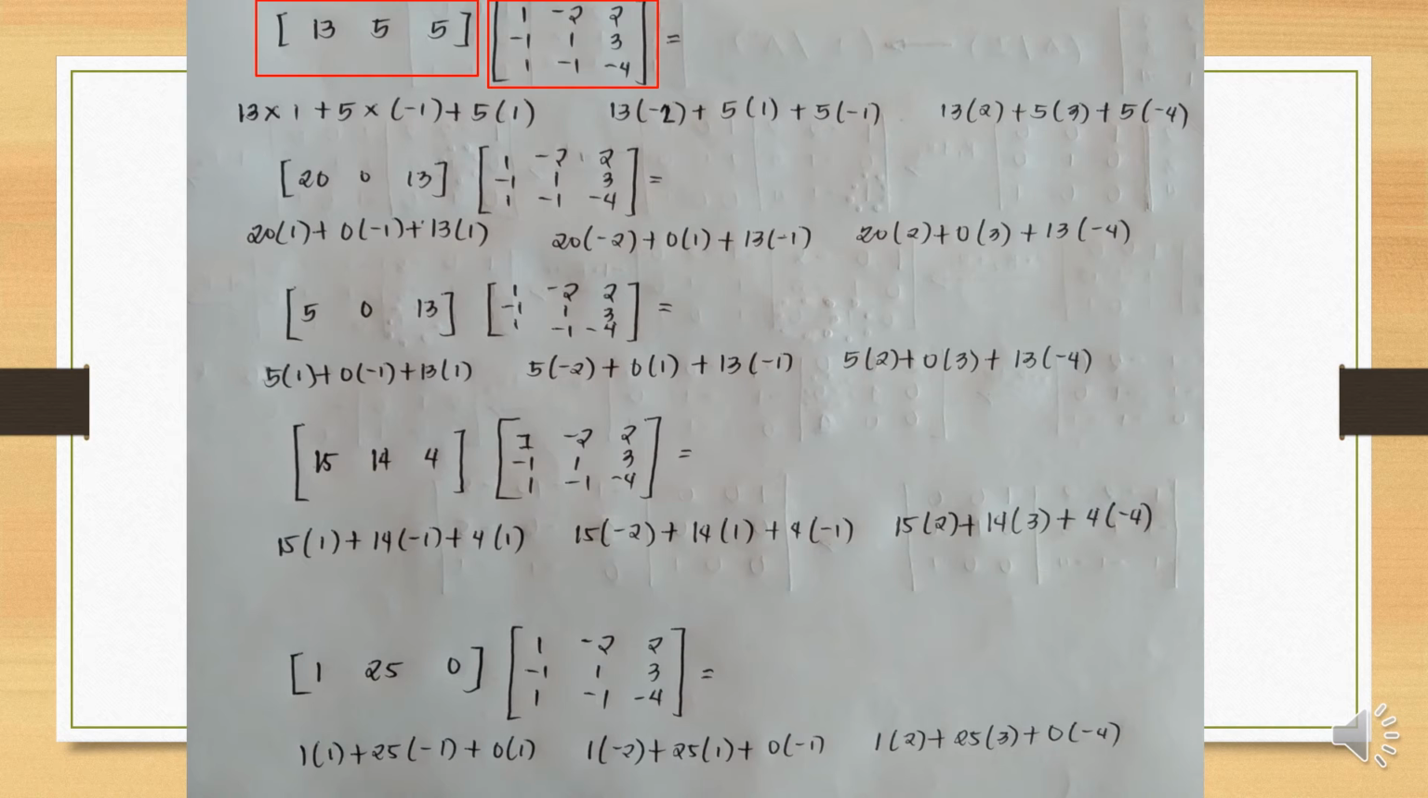And for the last uncoded row matrix, we have 1, 25, and 0. For the first column, we have 1 times 1 plus 25 times -1 plus 0 times 1. For the second column, we have 1 times -2 plus 25 times 1 plus 0 times -1. And the last column, we have 1 times 2 plus 25 times 3 plus 0 times -4.